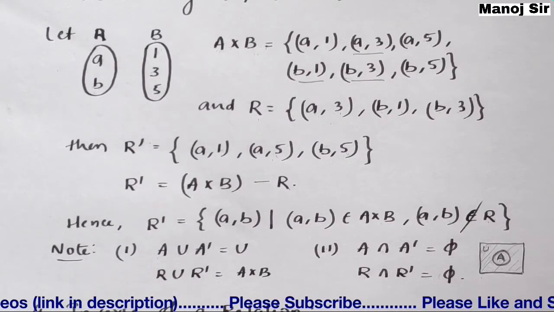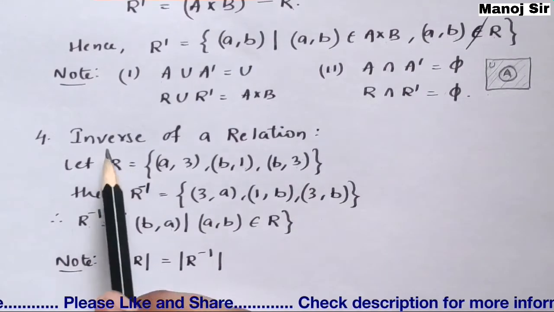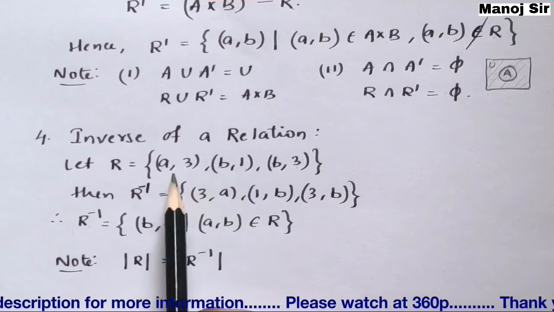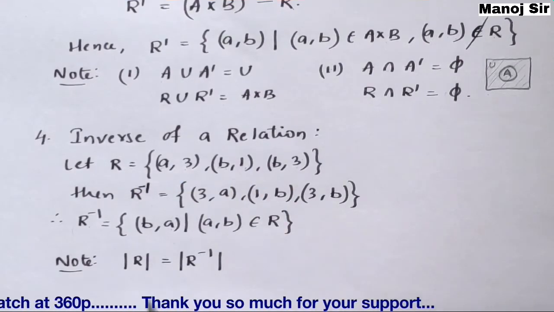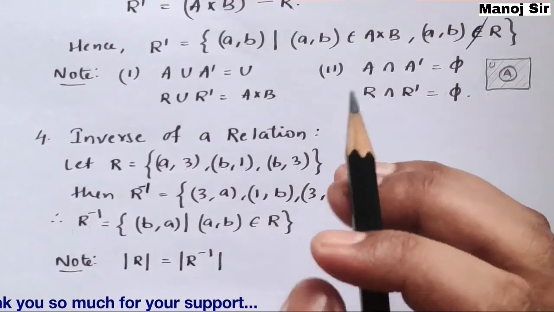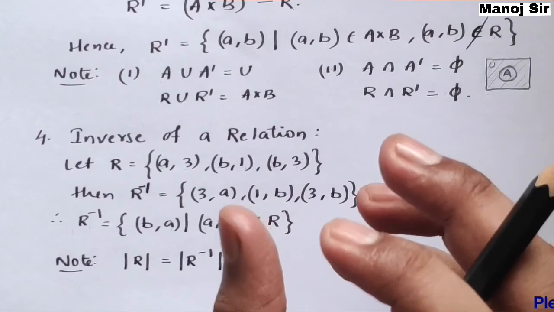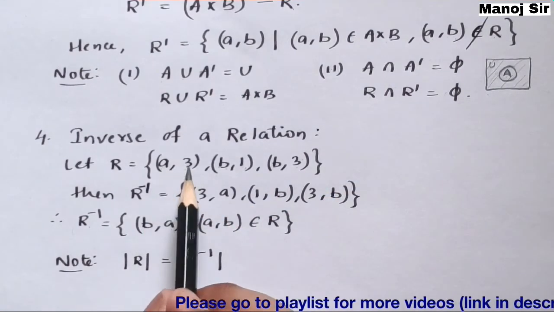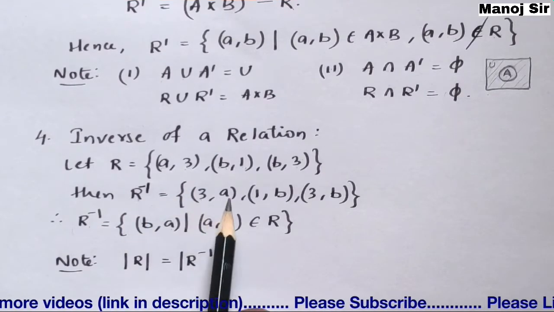Now we'll come to the fourth part, that is the inverse of a relation. Let's say we have a relation whose elements are ordered pairs: a comma 3, b comma 1, b comma 3. If you want to find the inverse of this relation, we need to swap the elements in each ordered pair. Here we have a comma 3, so in the inverse of relation R we need to write 3 comma a.